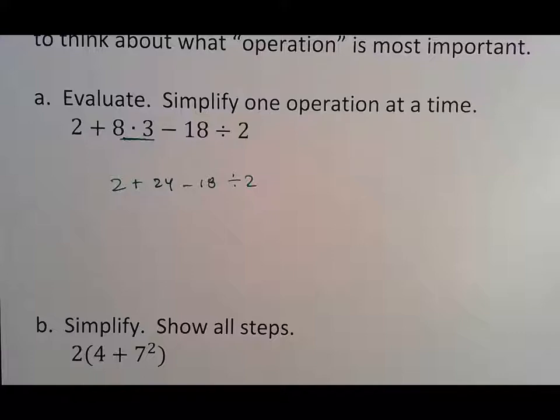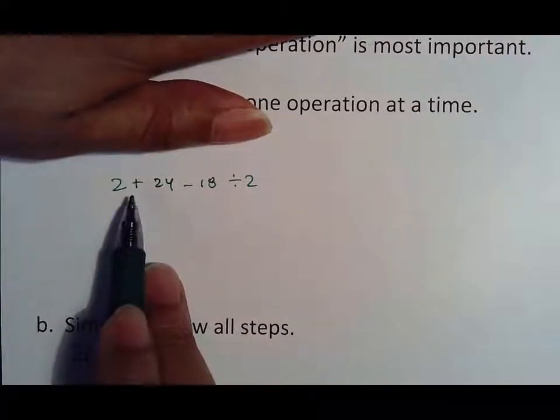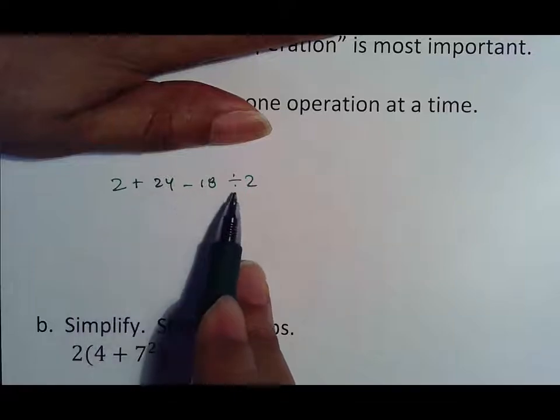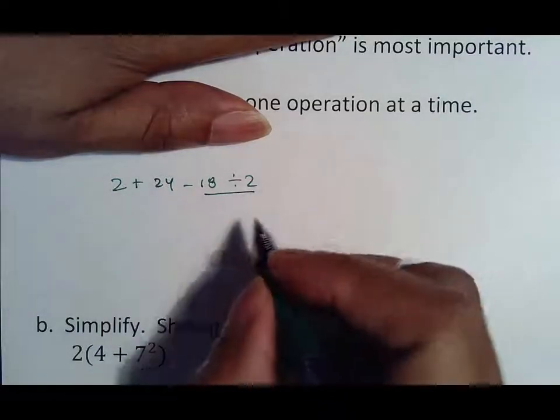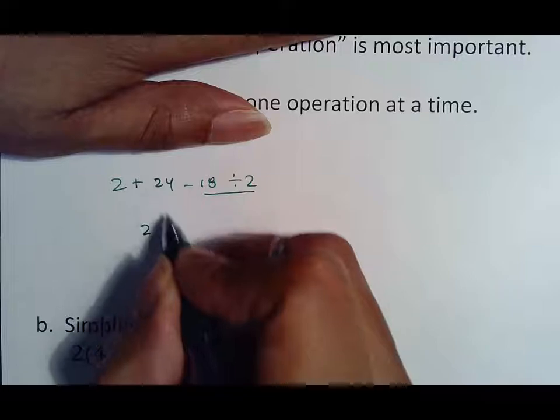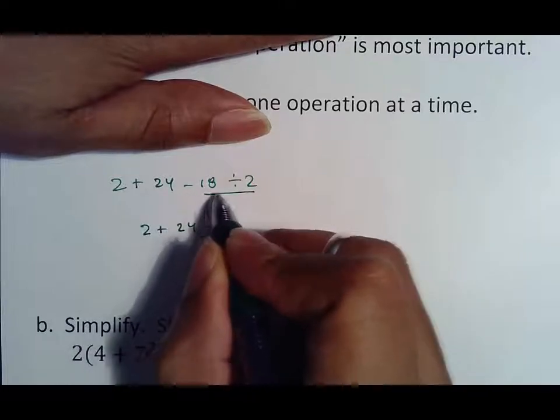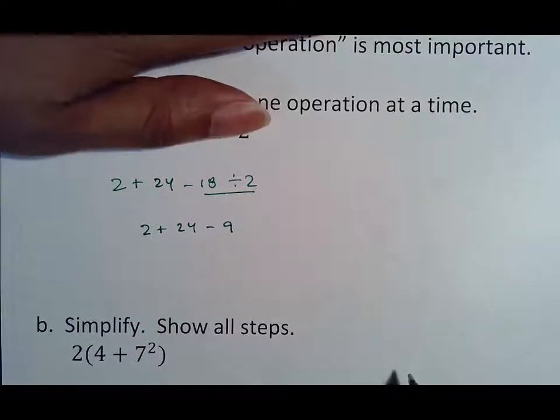And again, the reason why it's not as tough as what it seemed is because now you can ignore this and just look here and say student, student, there's a teacher. First teacher in line is 18 divided by 2. So rewrite your 2, your plus 24, and your minus 18 divided by 2 is 9.